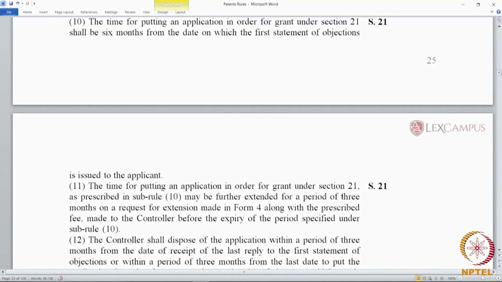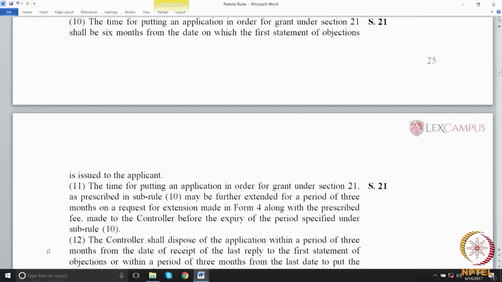This is again, there is a similar provision which says that it should be 6 months from the date on which the first statement of objections is issued to the applicant. This is the same in 24B. The 6-month period is the same.